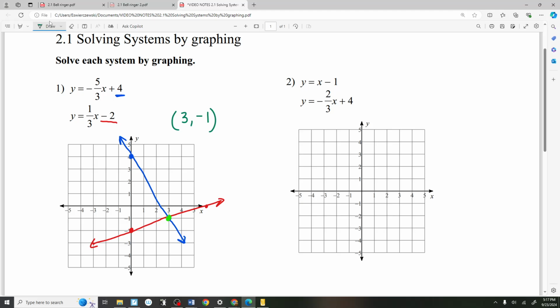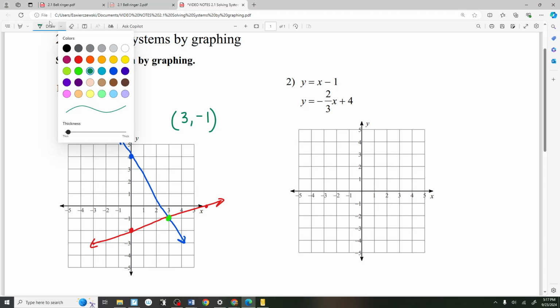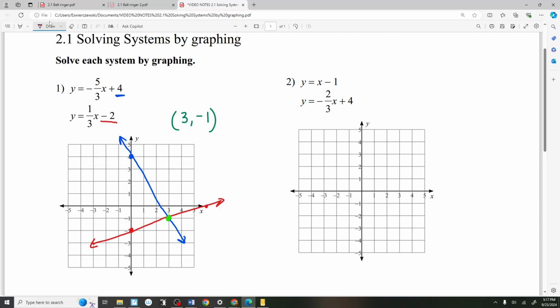Alrighty, let's go on to number 2. It's going to be the same thing. I have two linear equations in slope-intercept form. Start with my y-intercept, negative 1. The slope here, remember, there's a 1 in front of that x. So think of it as 1 over 1. So you go up 1 over 1, up 1 over 1. So here is my graph. I apologize, I'm not the best at drawing these sometimes.